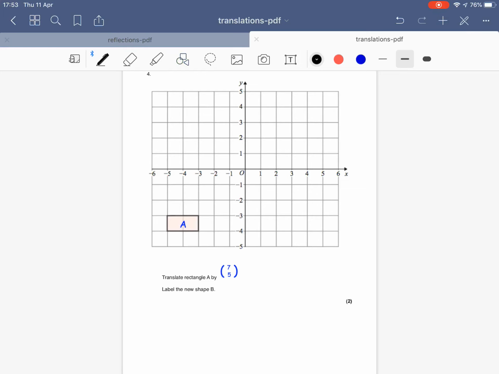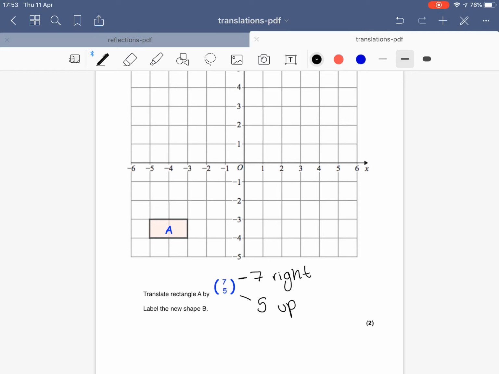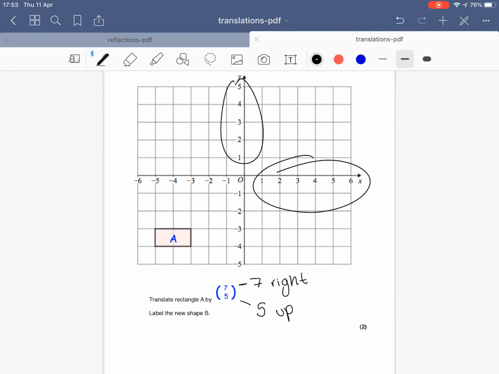Okay, next one. First of all, you need to read your vectors. We need to translate it by 7, 5. So these are both positive. So I know I'm going 7 to the right and then 5 up. Okay, so they're both positive because these are the positive numbers, these are the positive numbers, so I'm going right and up.